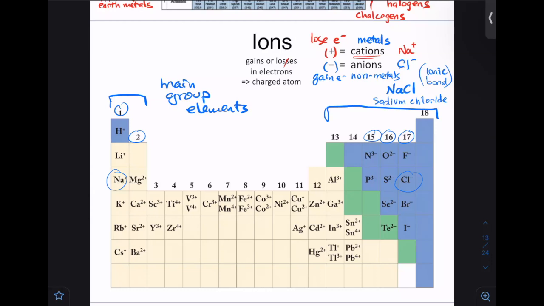If you're looking at the main group elements, and you can just look at the periodic table for them, you can predict how many electrons are going to be gained or lost and what the ion charge is going to be. That's a very regular pattern. So you can predict the ions formed for the main group elements. Now for the transition metals, it's a little bit different. Transition metals all form ions, but you can't predict what the charges are going to be.